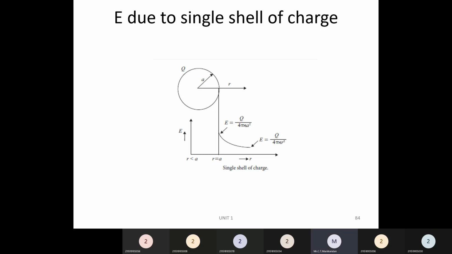So at R equal to A, we have the electric field as Q by 4 pi epsilon A squared. At the outside of the sphere, you will have E equal to Q by 4 pi epsilon R squared.